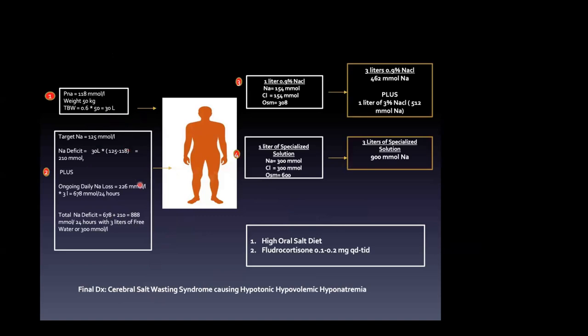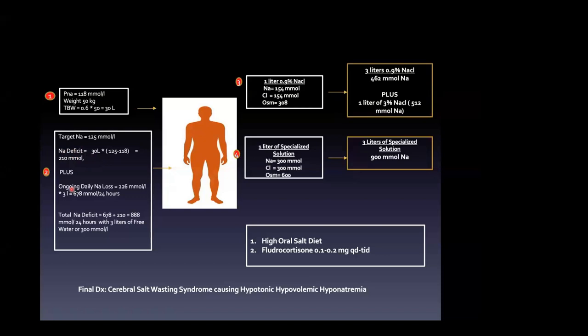But in cerebral salt wasting syndrome, you have to do a few calculations. And let me go through that. Number one, the patient's plasma sodium is 118. His weight is 50 kilograms. So his total body water is 0.6 times his body weight, which is 30 liters. We are aiming to increase his plasma sodium from 118 to 125. So his sodium deficit is 0.6 times his body weight times the target sodium minus current sodium, which is 210 millimoles. So if this was SIADH, I would give him 210 millimoles of sodium over 24 hours.